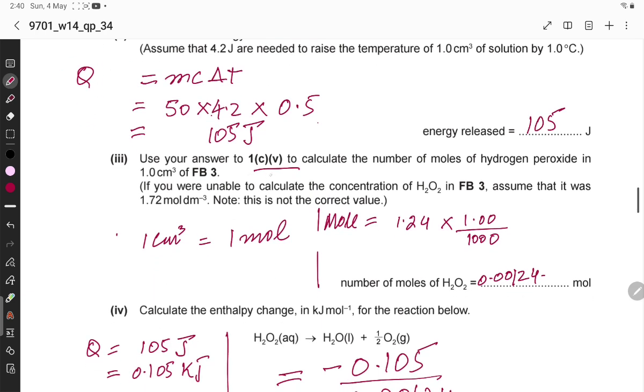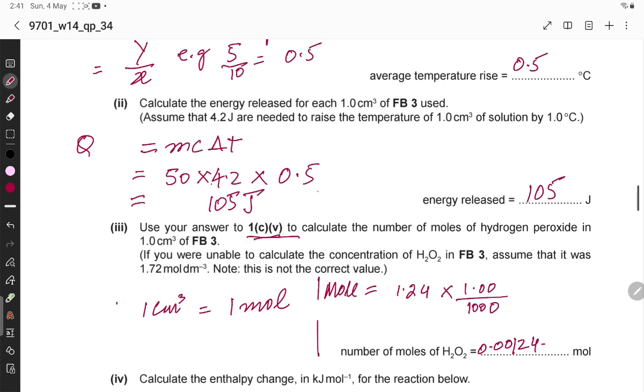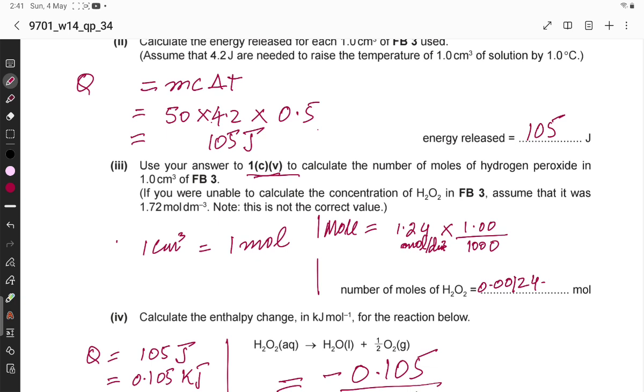Now use your answer 1C5 to calculate the number of moles of hydrogen peroxide in 1 cm³ of Fe3. We know that the density of H2O2 solution is approximately 1 gram per cm³, and the concentration of Fe3 is needed for exact calculation. In 1C5, 1.24 mole per dm³ is the concentration we calculated in question 1. So this is 1.24 mole per dm³ times the volume, which is 1 cm³, so 1 divided by 1000. The number of moles of H2O2 is equal to 0.00124.